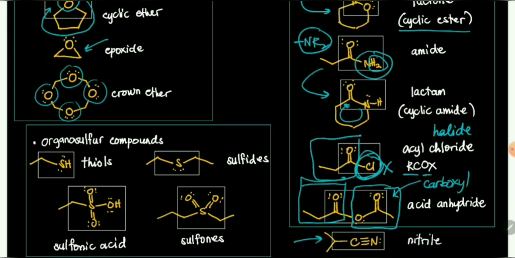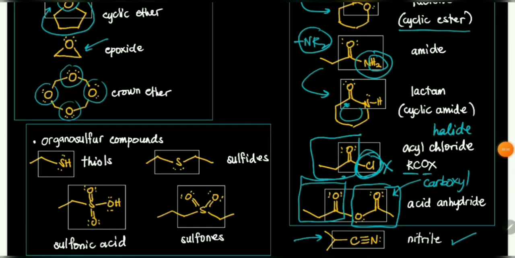Nitriles look like this. Pero, kinoconsider din silang acyl compound. Kasi kapag hinhydrolyze mo to or kapag nilagay mo ng water, nagkakaroon siya ng amide or nagko-convert siya sa amide. Okay? So nitrile is also considered a carboxylic acid derivative or an acyl compound, even though it doesn't look like one. Okay? So finally, we have the organosulfur compounds.